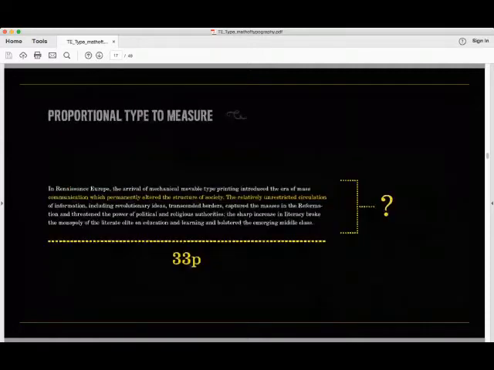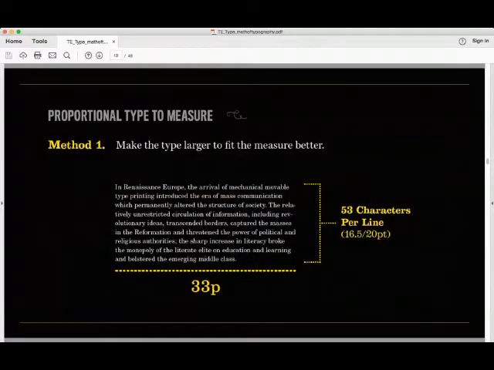So what's the best type size for a measure of 33 picas? There's actually two methods we used to figure this out. One good place to start is to take the measure and cut it in half, right? Okay. So when we have that number of 33 picas, you want to determine what half of 33 is. And that is 16.5. So if we set our copy at 16.5 points in New Century Schoolbook, then our line length ends up at 53 characters, which is just about right. It's kind of a sweet spot.